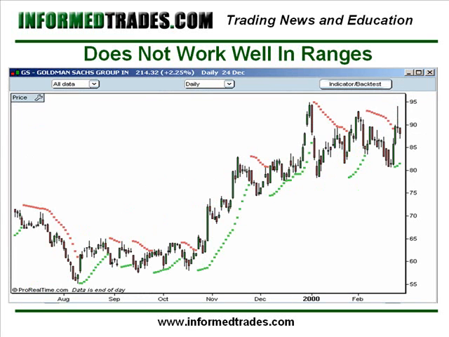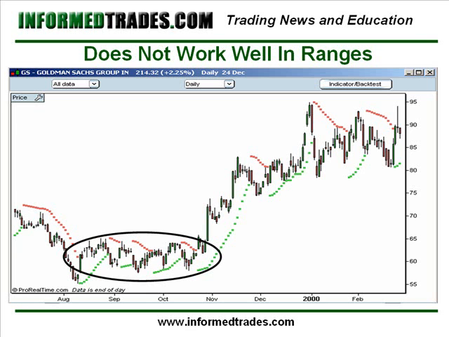The indicator does not work well at all in ranges, and as you can see here on this chart of Goldman Sachs, if you do try and trade it in a range, you will get whipsawed a lot, and you're going to get stopped out of positions, and you're not going to be very profitable. You're probably going to take some good losses doing that.